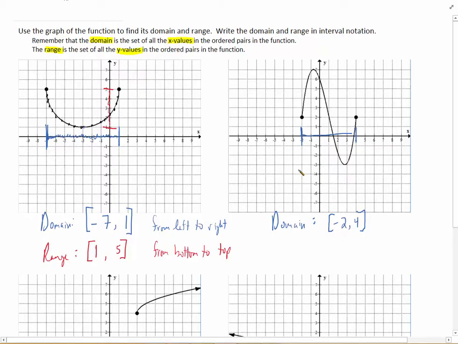For the range, the minimum value appears to be -3, and the maximum value appears to be about 7. It appears to be connected in between, so I get all the values in between. So the range is from -3 to 7, and I'll bracket each of those endpoints. Let's see a couple more examples.